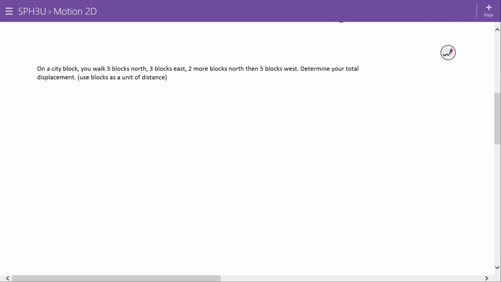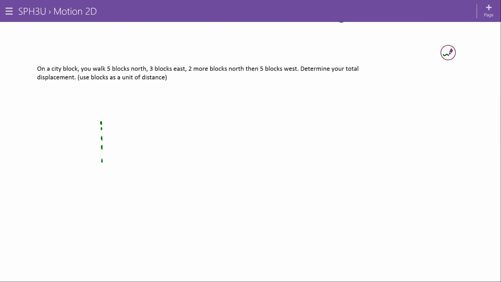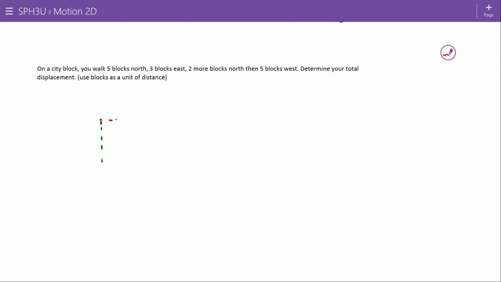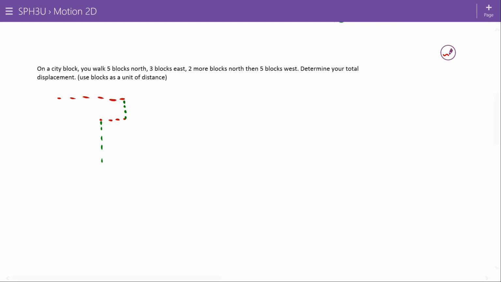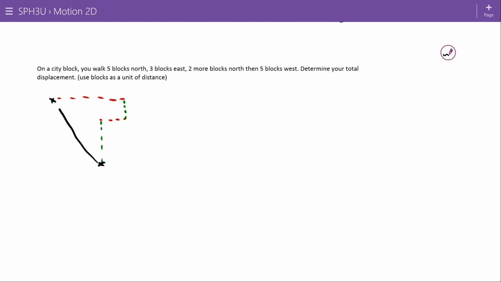So on a city block, you're going to walk, I'll do all my norths in green, 5 blocks north, then you're going to walk 3 blocks east, then you're going to walk 2 more blocks north, then you're going to walk 5 blocks west. So your total displacement here is from where you started to where you finished, like that.